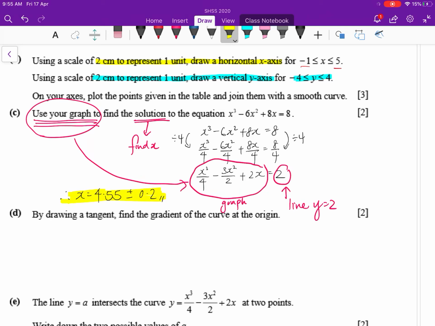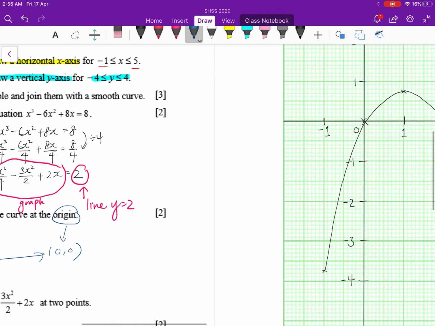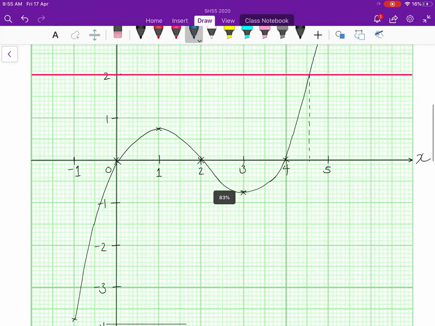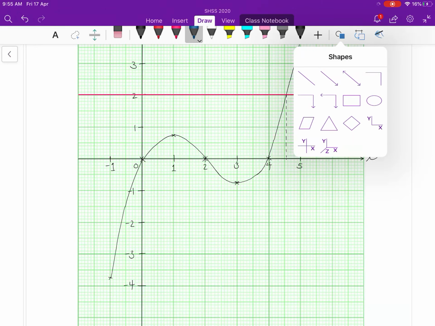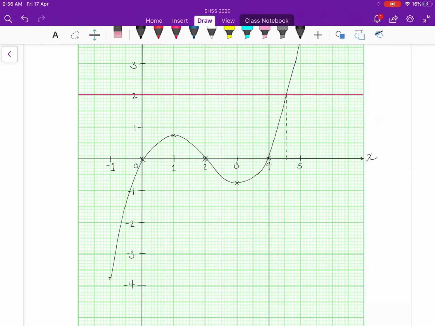Alright? Now, part D, by drawing a tangent, find the gradient of the curve at the origin. Origin means the point 0, 0. I need to draw a tangent at 0, 0. How do I draw a tangent at 0, 0? Make sure that the angle is about there. I'm going to use a blue color one to draw.